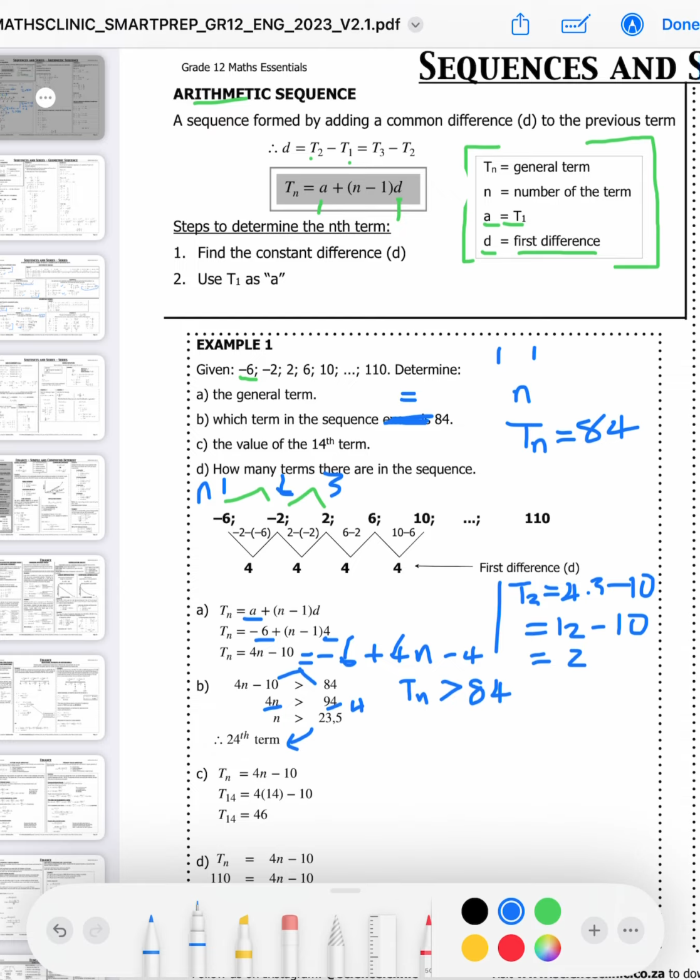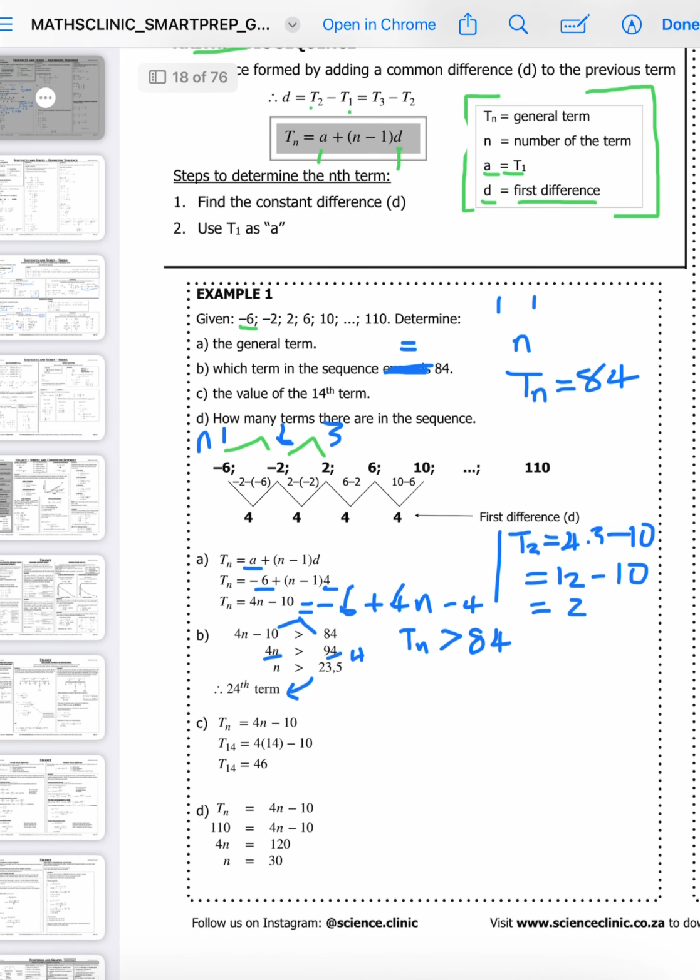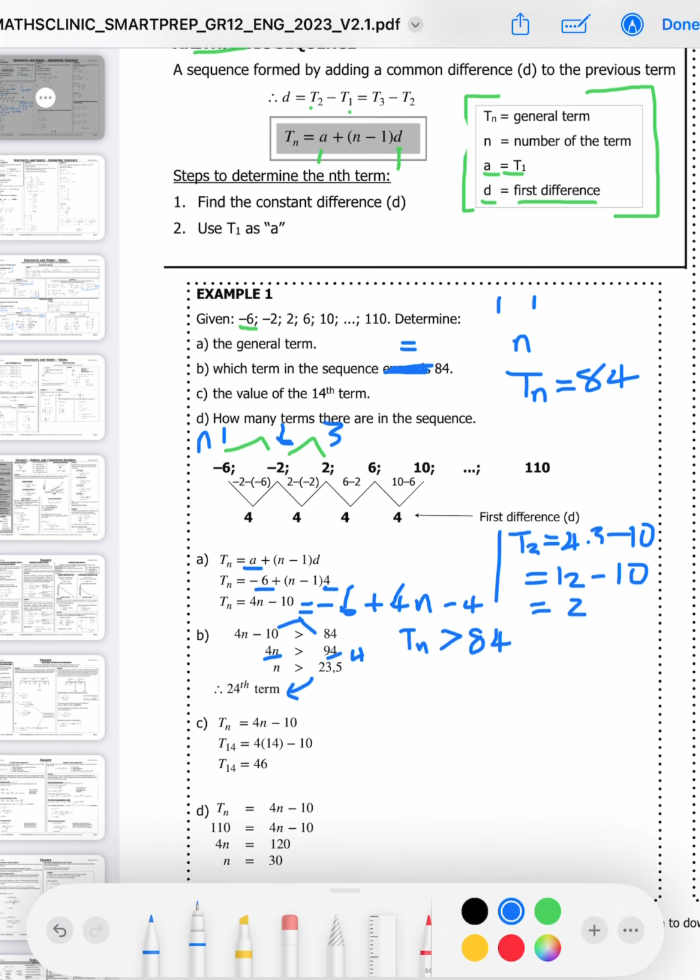Okay. Number C, the value of the 14th term. So term number 14. How do you find that? We know that this means position number 14. You take that 14, you put it in the n, and then that's it. You will have 46. That's how you find the term. So they give you a term number or the position of the term, and then you take that position, you put it there, and with that you're going to get what the term is.